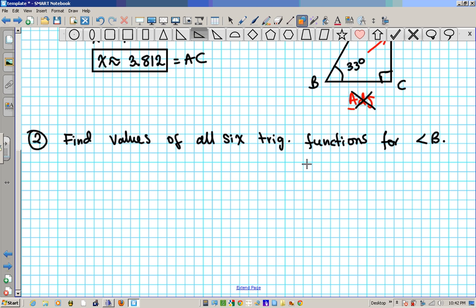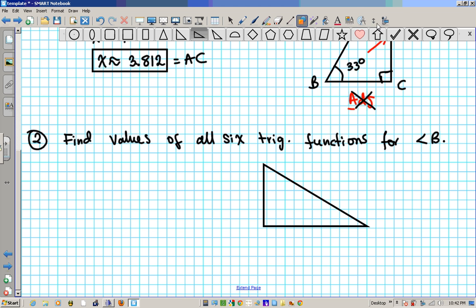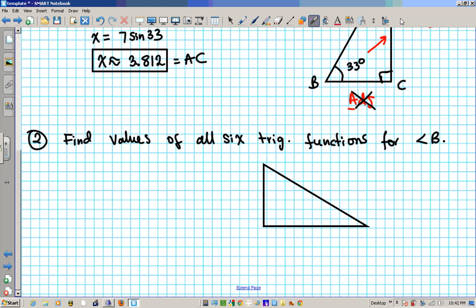Let's say we have a triangle like this, and the side lengths are as follows. Let's say this is B, this is A, and this is C, and the length of side BA is 5, side AC is 12. In this problem, we're finding all 6 trig functions for angle B, so that automatically makes angle B a reference angle. Remember, SOHCAHTOA is always done with reference to an angle.